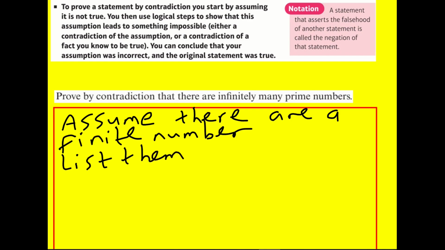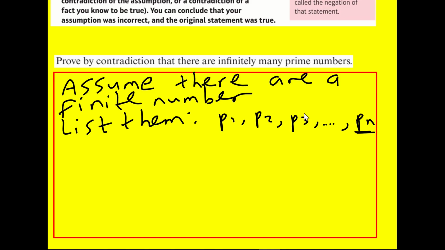Okay, we know there's going to be 2, 3, 5, 7, and so on in there, but I'm not going to write that. I'm just going to write the first one's P1, P2, P3, all the way up to Pn. Okay, that's going to be our last one. We can say they're being ordered if we want. Pn is our largest possible prime number.